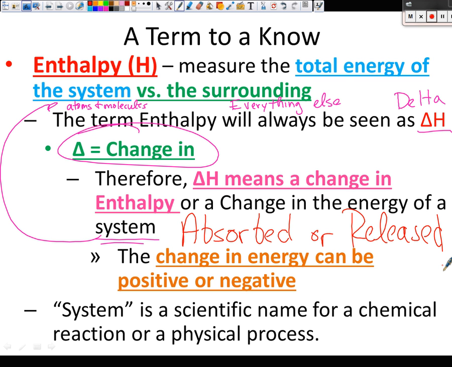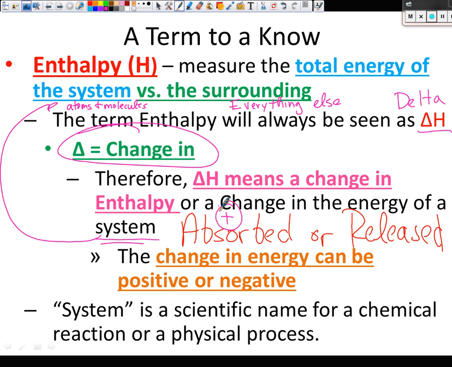Now let's think common sense. If energy is absorbed, what would you expect the sign to be for that? Positive. Well, that makes sense. So let's come in and add a positive right there. So absorbed is going to be a positive sign. Okay, and you can write this outside the boxes. You don't have to cram it in where I'm cramming it in.